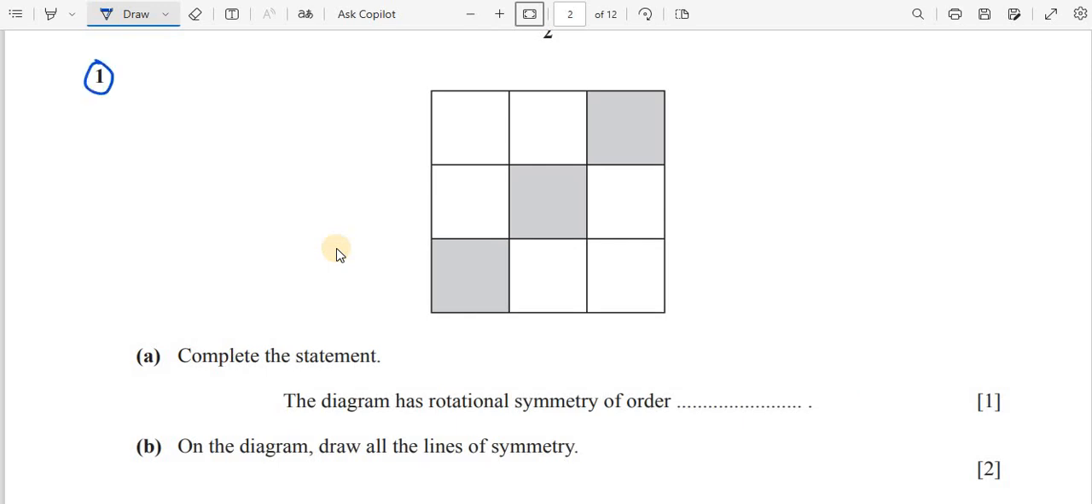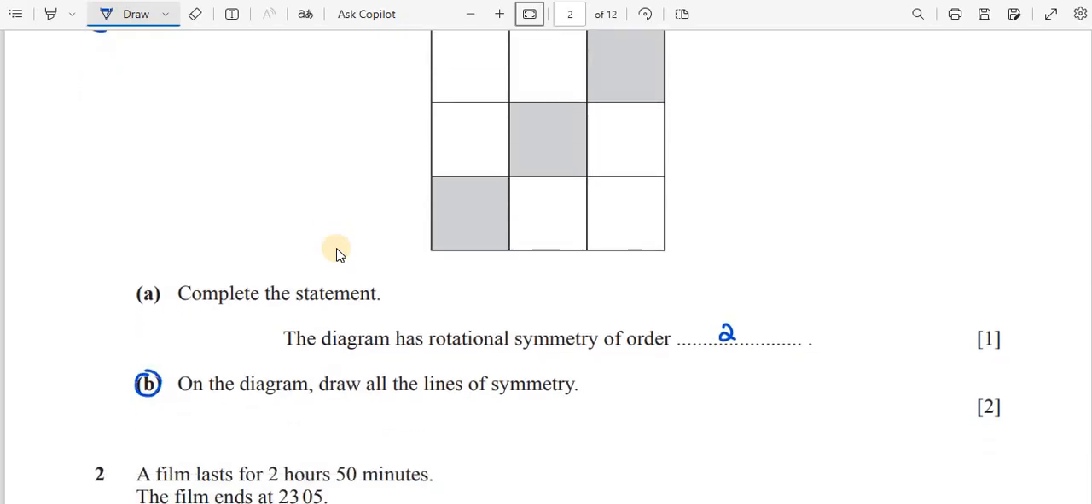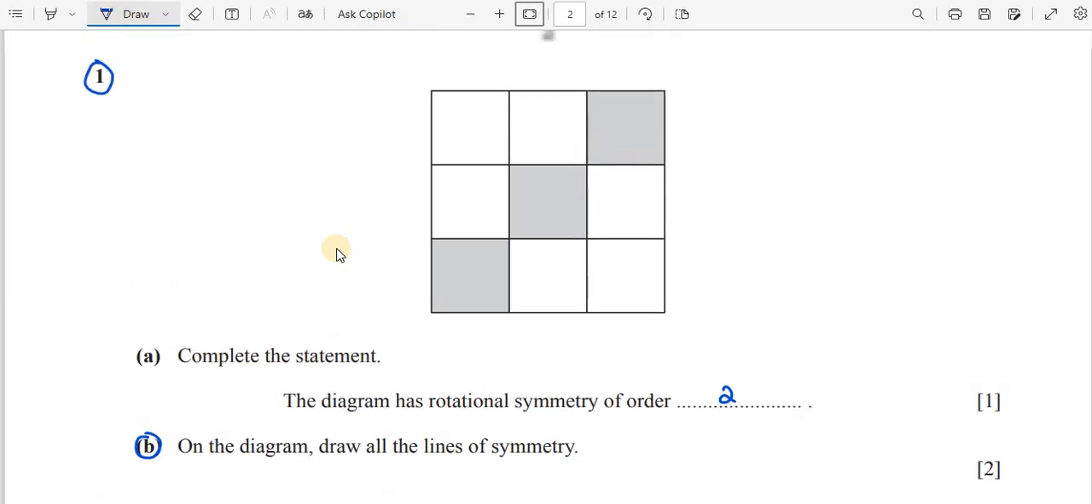Question number 1. This is the diagram. Complete the statement. The diagram shows rotational symmetry of order... This diagram has rotational symmetry of order 2. Part B. On the diagram, draw all the lines of symmetry. If we draw the lines of symmetry, they start from one corner and meet at the other corner like that, and the other is also like that. So these are the lines of symmetry.